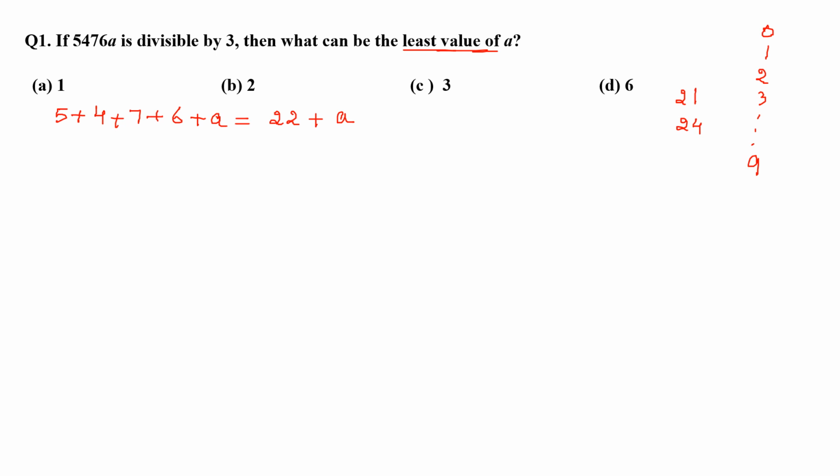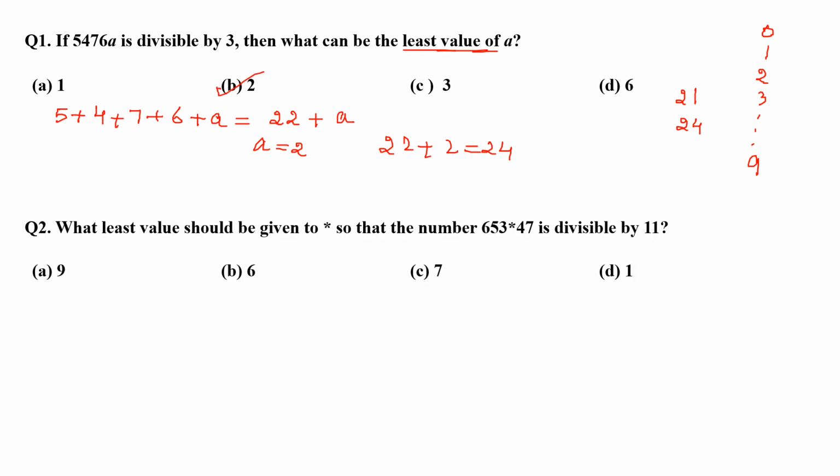So from here you can see the difference of 24 and 22 is 2. So it means the value of a should be 2. Because if you add 2 in this, 22 plus 2 will become 24, and 24 is divisible by 3. So the answer is B.